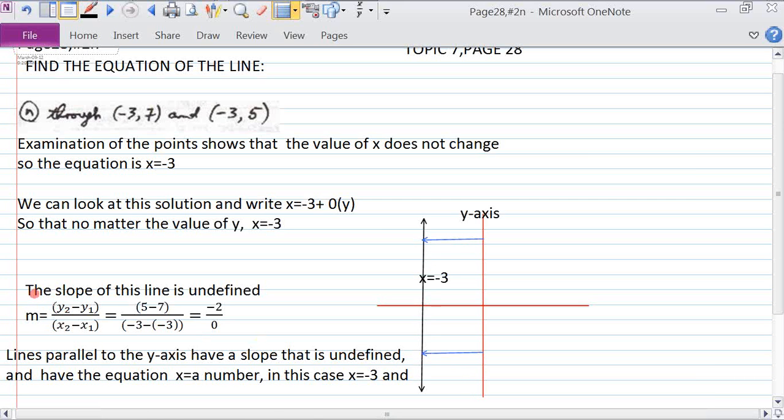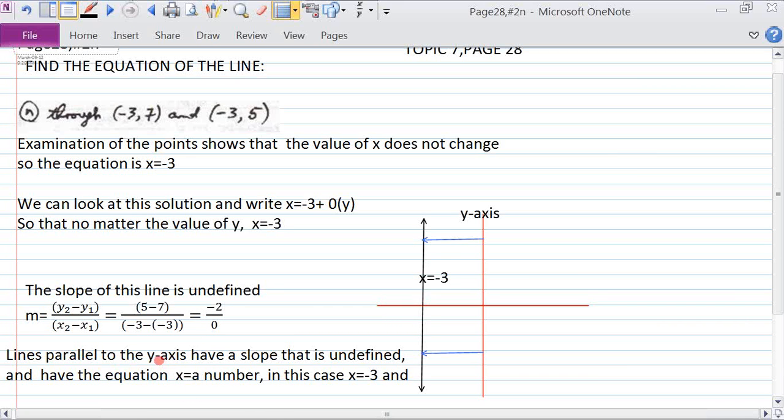You'll notice that when we calculate the slope of this line, we take the difference in the y's, 5 minus 7, over the difference in the x's, which is minus 3 minus minus 3. That leaves us with 0 on the denominator. Whenever you have 0 on the denominator of a fraction, that means it is undefined. How do you define how many times 0 goes into minus 2? You can't do it, so we say it's undefined.